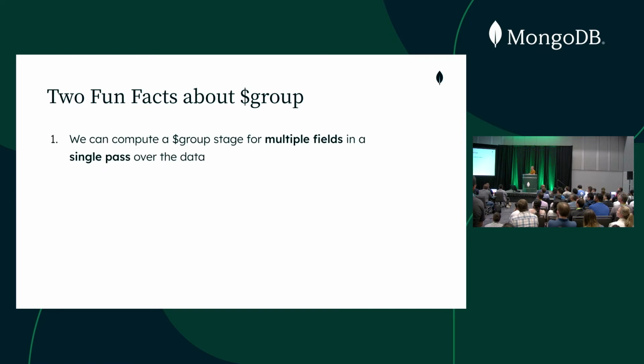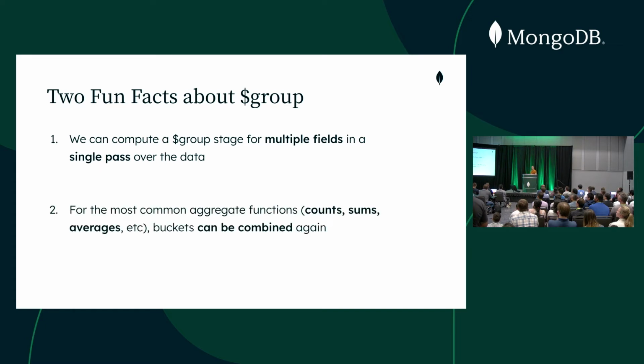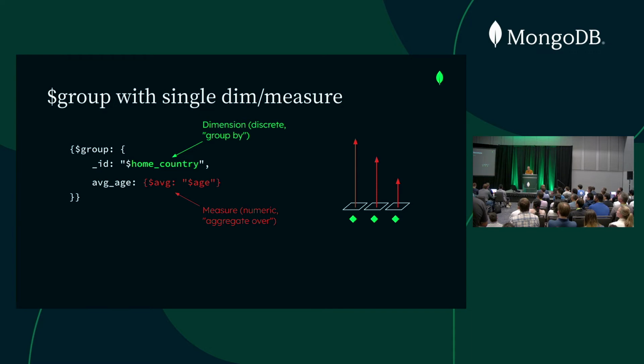The first one is that we can compute multiple fields in a single pass over the data set. And the second is that for these typical aggregate functions like sums and counts and averages, these buckets that come out of a group stage can be recombined again afterwards. So we can reverse the process. Let me show you what that looks like.